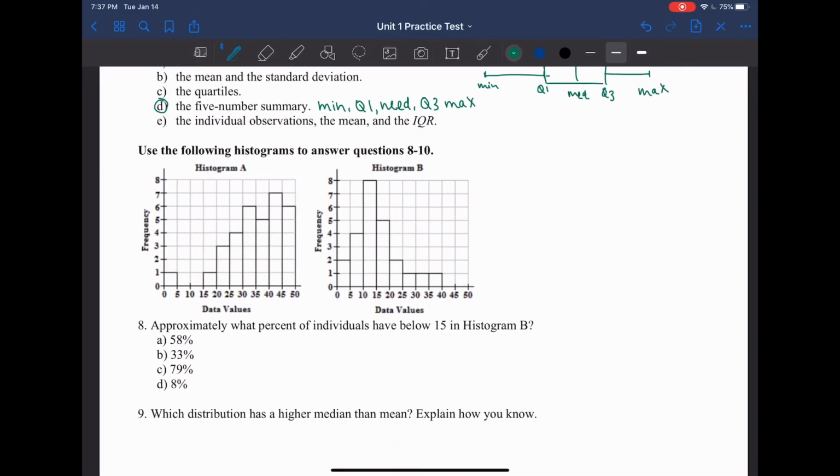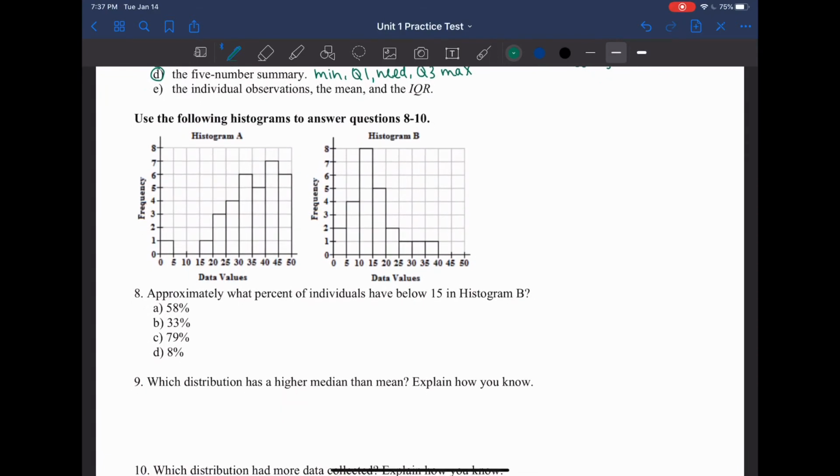All right, so now let's take a look at number 8. Number 8 says approximately what % of individuals have below 15 in histogram B? So looking at histogram B, we're looking for below 15. So that's going to be these 3 bars. Before we figure out the percent, we do need to figure out the total in this histogram. So there's 2 in this first bar, 4, 8, 5, 2, 1, 1, 1. So the total number in this histogram is 24.